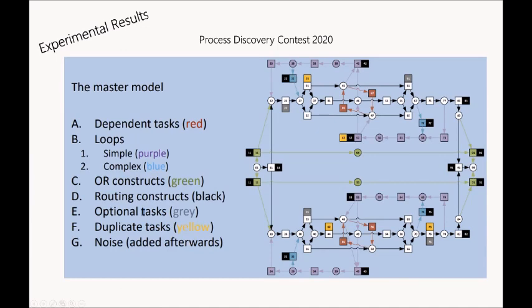Then I had a look at the process discovery contest of 2020, and here you can see the master model, which is then given in different variants, dependent on if you want to have dependent task loops, routing constructs, etc. So again, different instances of this model. And the picture is actually a little bit misleading because there are no tokens yet in the model. It's just a typical workflow net going from left to right with one token in the initial and then eventually a token in the final marking. And the colors just depend on the different variants. And the numbers are just the names of the nodes.